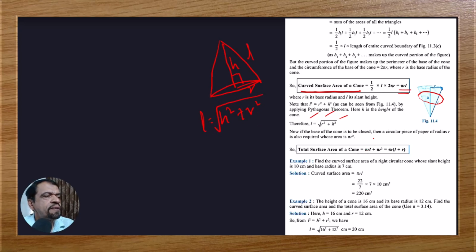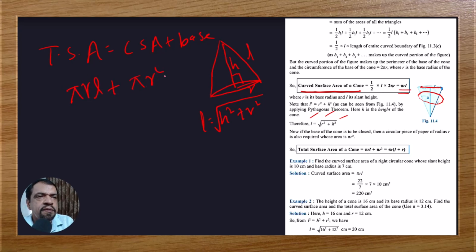And the total surface area means curved surface plus the circular base. Total means curved surface area plus base. Curved surface area is pi r L and the base is circular, so it is pi r square. So common is pi r (L plus r). This is the total surface area formula of a right circular cone.